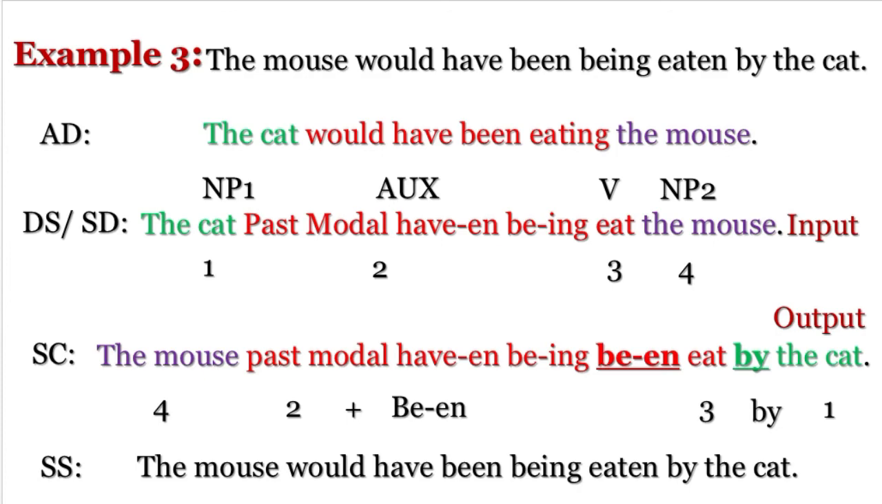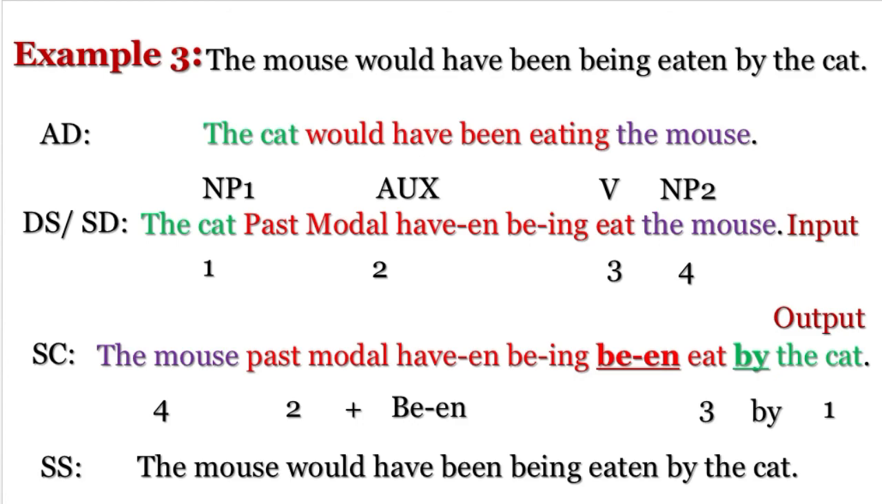The structural description, which is the deep structure, will have the cat, would is in the past, so past modal have en ing, all of these are in the aux. Then the verb is eat, which is number 3, and the mouse is number 4, which is MP2. So we have the MP1, the cat, number 1, past modal have en ing, the aux, is number 2, and the verb is number 3, which is eat, the mouse is number 4, and it is MP2. This is the input of this sentence.